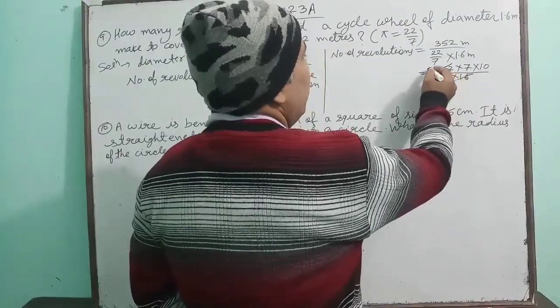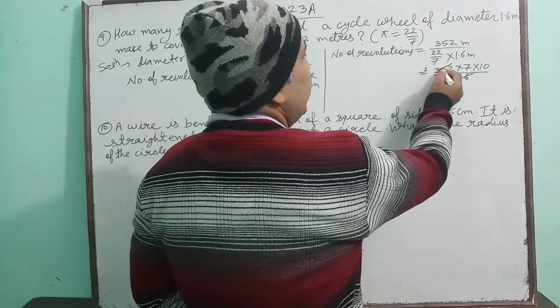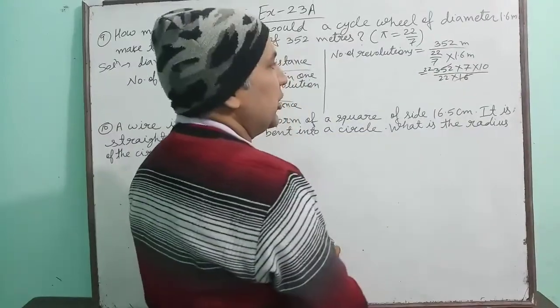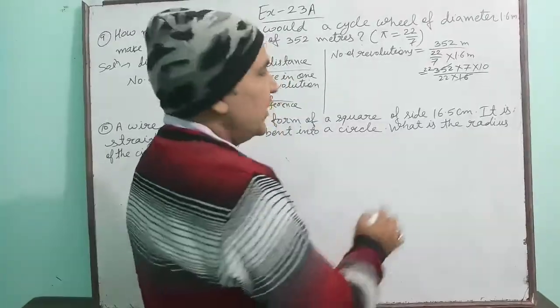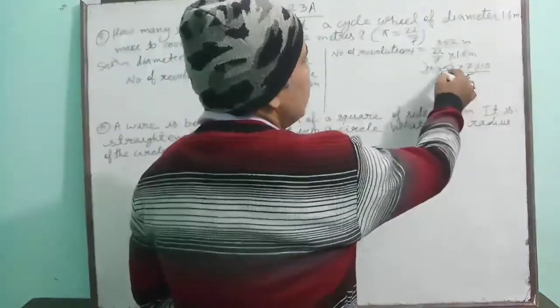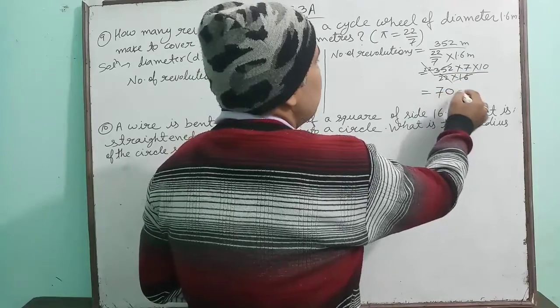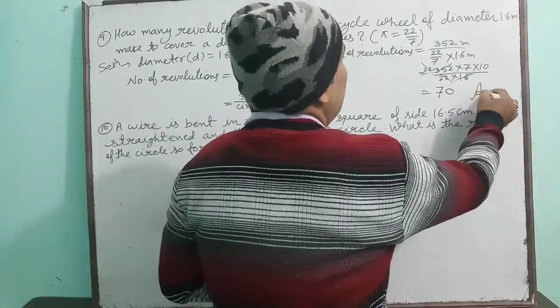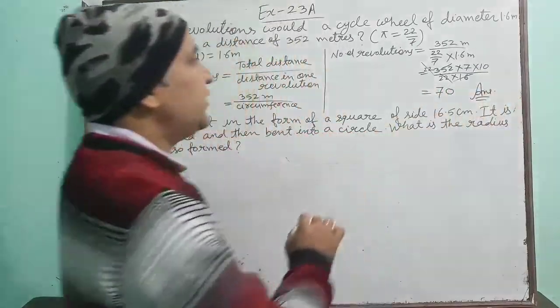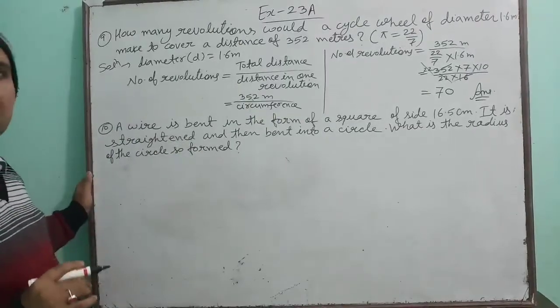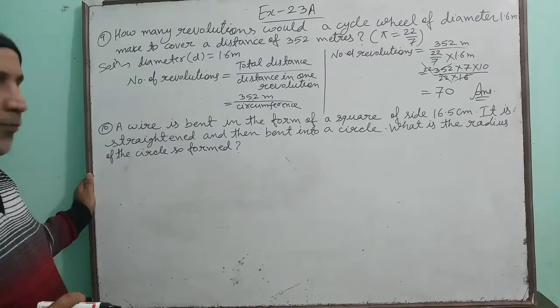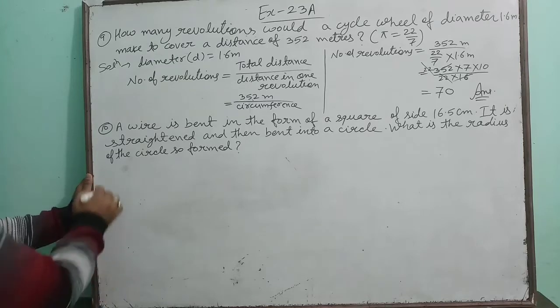16 times 22 is 352, so dividing 352 by 16 gives 22, then divided by 22 times. Now this 22 is divided by 22, that means 10 into 7, 70. So 70 revolutions will be done here. Understood? Now see the question number 10.